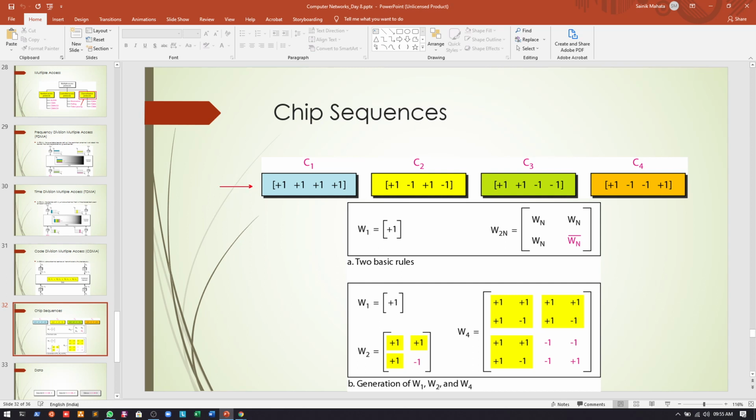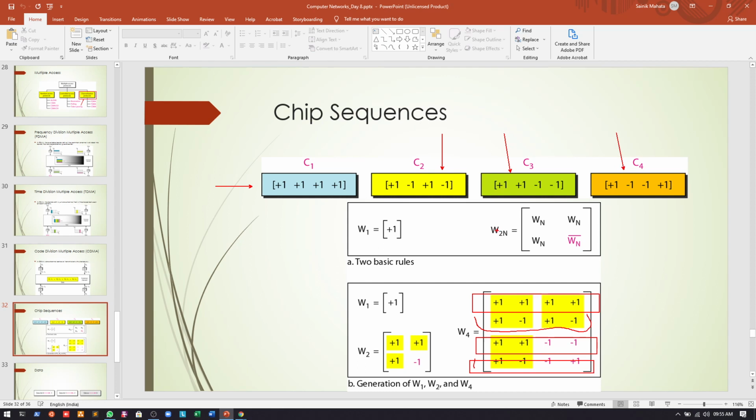Okay. So again, let us check for C1. We have +1 +1 +1 and +1. For C2, for the code 2, we have +1 +1 +1 and -1. So again, we can see the same thing. For C3 again, we have +1 +1 -1 and -1. So again, we can see the same thing, right? And for C4, what we are having? +1 -1 -1 and +1. So again, we can see the same thing is happening here as well.